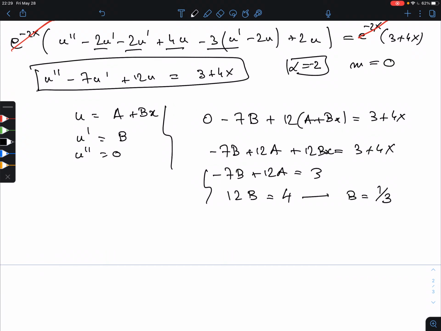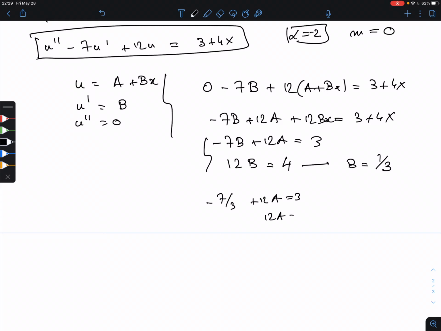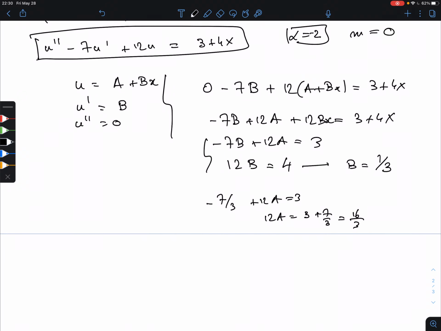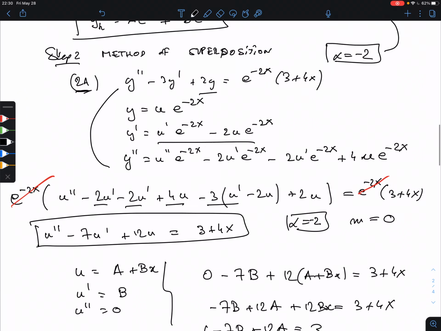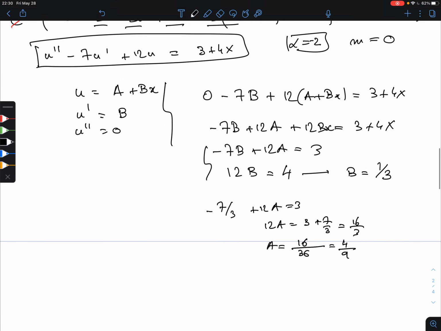Okay, so let's plug it in. Minus 7/3 plus 12a is 3, so bring this to the other side, so 12a is 3 plus 7/3, that is 9/3 plus 7/3 is 16/3, so we see a is 16 over 36, which is 4 over 9. Okay, let's move on. I might have made a slight mistake.